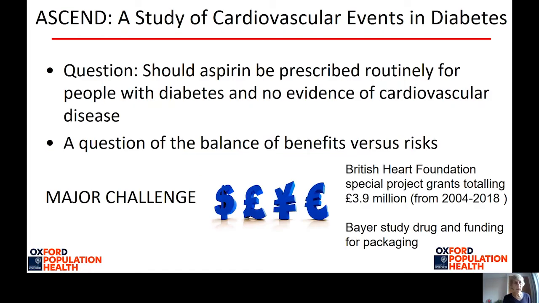So the question that we were addressing in ASCEND is, again in people with diabetes, should people with diabetes who had not yet any clinical evidence of cardiovascular disease be prescribed aspirin routinely? So we know that aspirin, once you've had a cardiovascular event, is associated with net benefit. But of course, aspirin does increase the risk of bleeding. And the question is, in these more moderate risk patients, do the cardiovascular benefits outweigh any bleeding hazards?